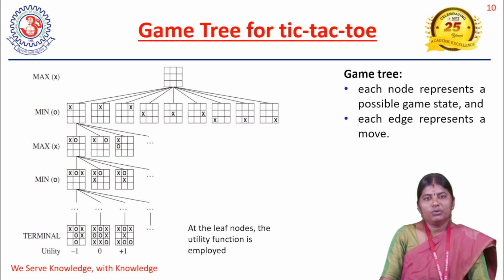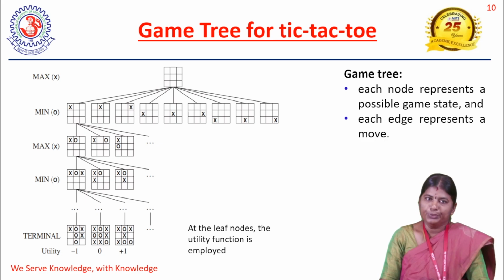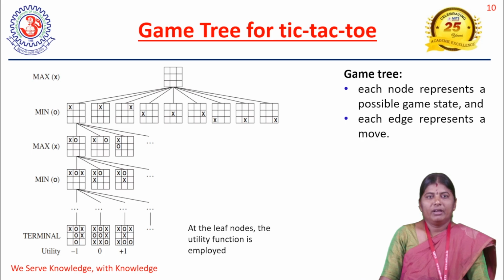A value which is associated with that leaf node is called the utility value. A higher value is good for the max player and bad for the min player. These are all with respect to the max player. All utility functions are employed at the leaf nodes. So this is the way we can construct a game tree.